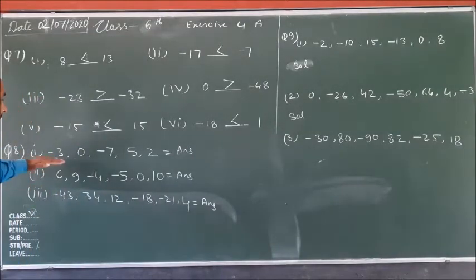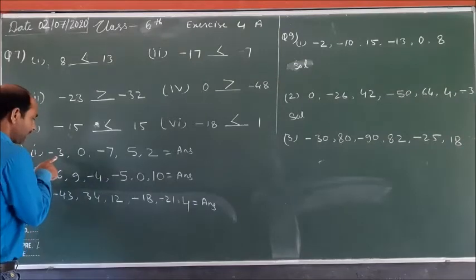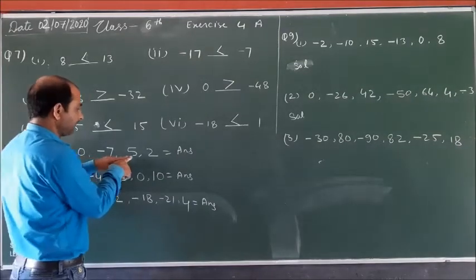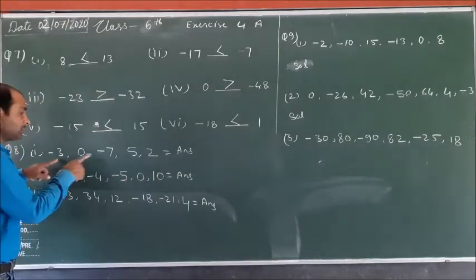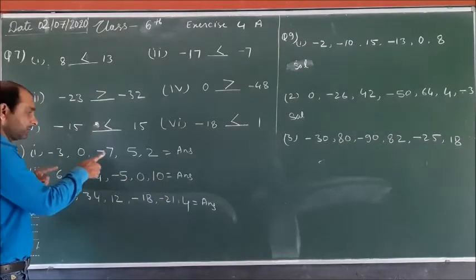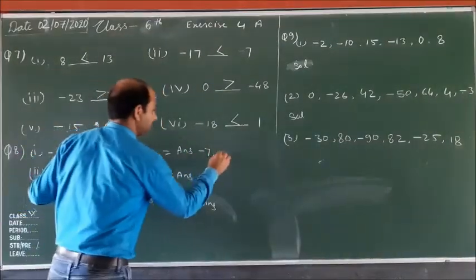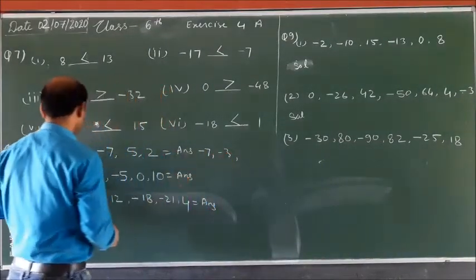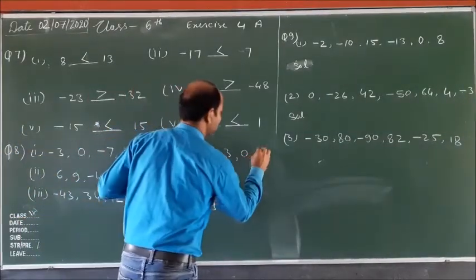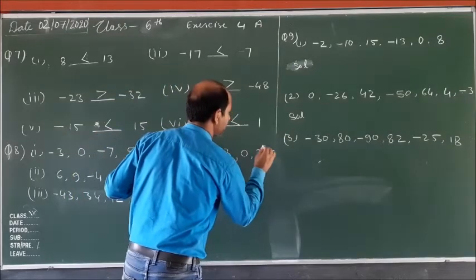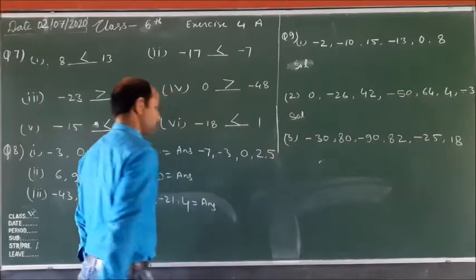In ascending order, which is the smallest number? Dear students, look here: minus 3, 0, minus 7, 5, 2. These two numbers are negative integers, so these numbers are smallest. First we write minus 7, then we write minus 3, then 0, then 2. After 2 we write 5. This is your answer, my dear students.